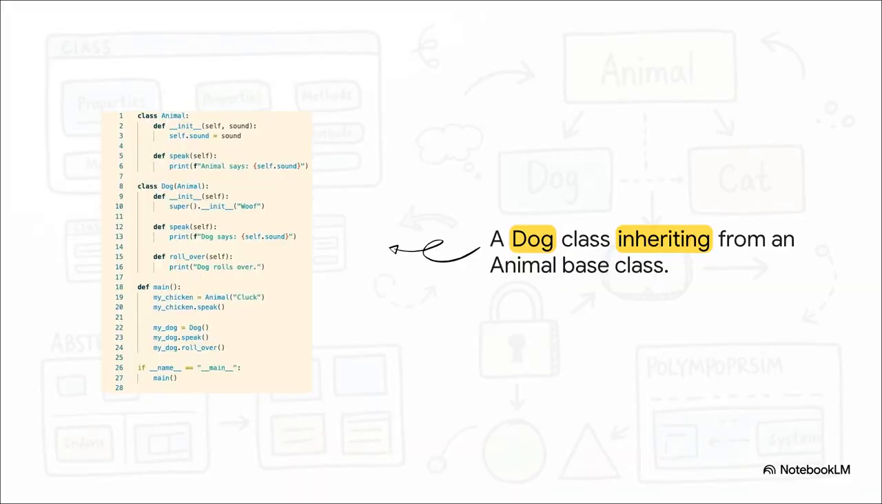Up at the top, we've got our base class, Animal, which has a neat little method called speak. Right below that, we create our Dog class, and we literally just pass Animal into it right there in the parentheses. Bam! By doing that, the dog immediately inherits all the traits of the animal.